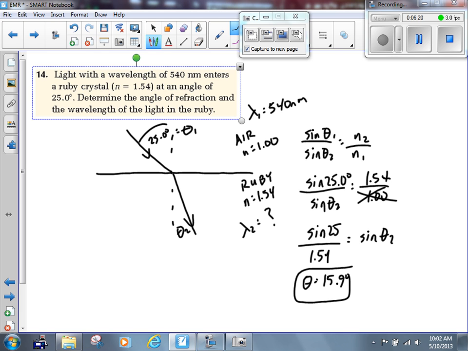Now let's find the wavelength here. Let's say lambda 1 over lambda 2 equals n2 over n1. Once again, we're looking for lambda 2 here. Lambda 1 is 540. Do we have to convert that to meters? We can leave that in nanometers here, right, as long as we recognize that our final answer will also be in nanometers.